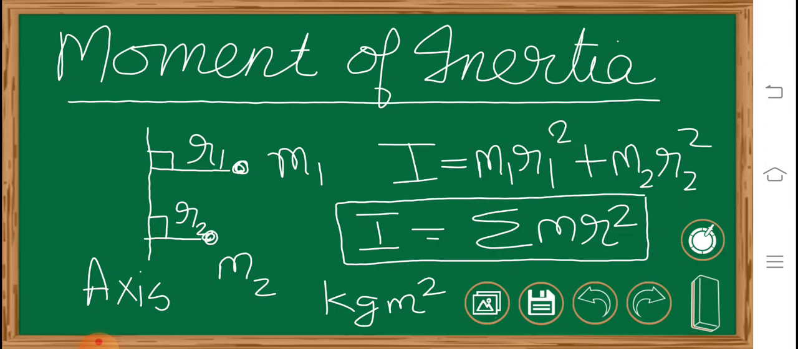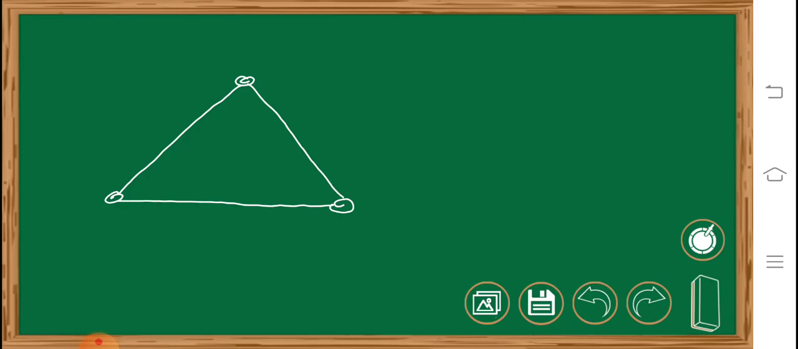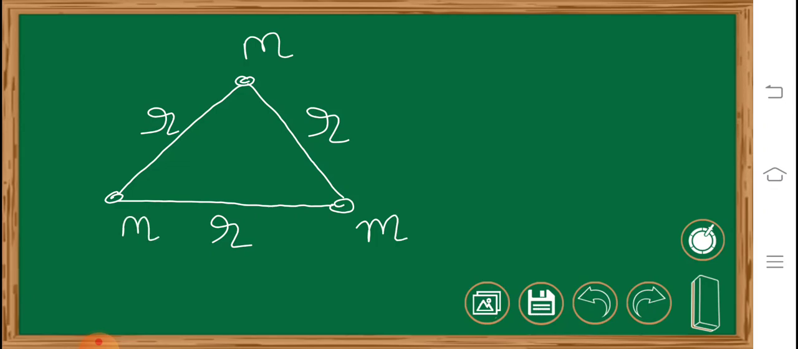Suppose we can do one or two numericals based on this. Suppose there is an equilateral triangle having each side equal to r and the mass of each particle is m, and suppose this is the axis of rotation and we have to find the moment of inertia about this axis, which is the y-axis.